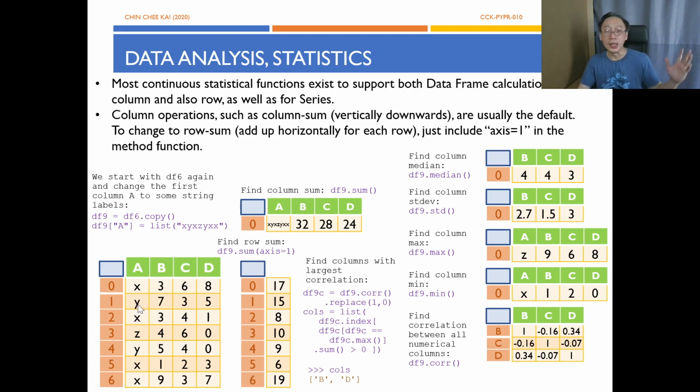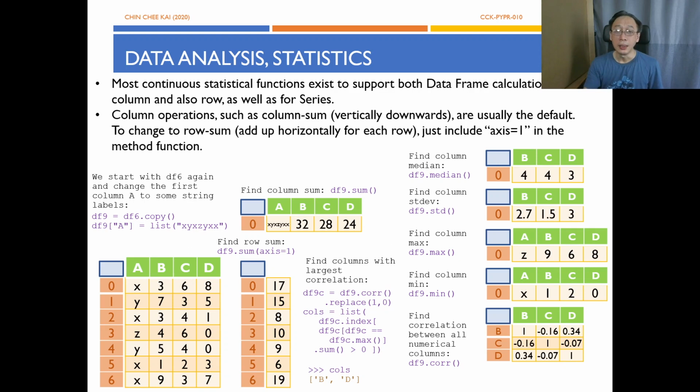But if we need a row sum instead of column sum, that means we're going to perform the sum horizontally instead of vertically. We just insert axis equals 1, right? This is pretty standard in the kind of activation mechanisms. Just insert axis equals 1 across most of the similarly categorized pandas functions.